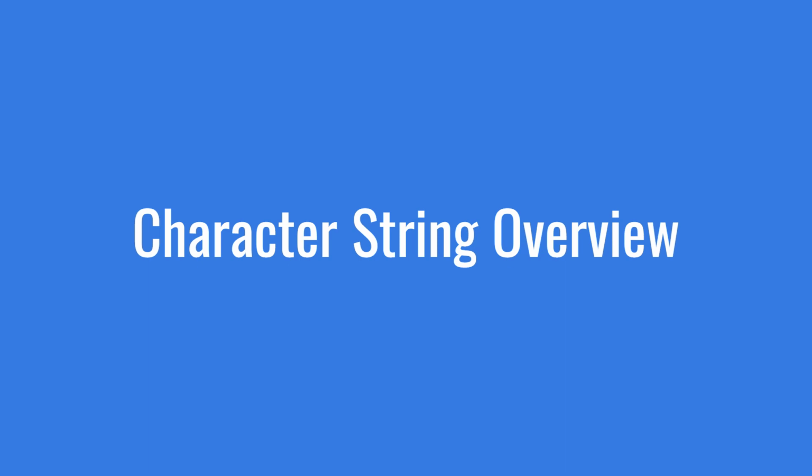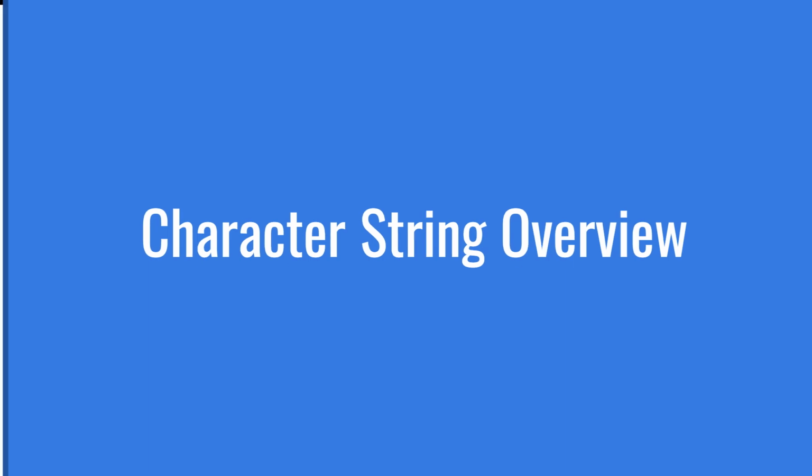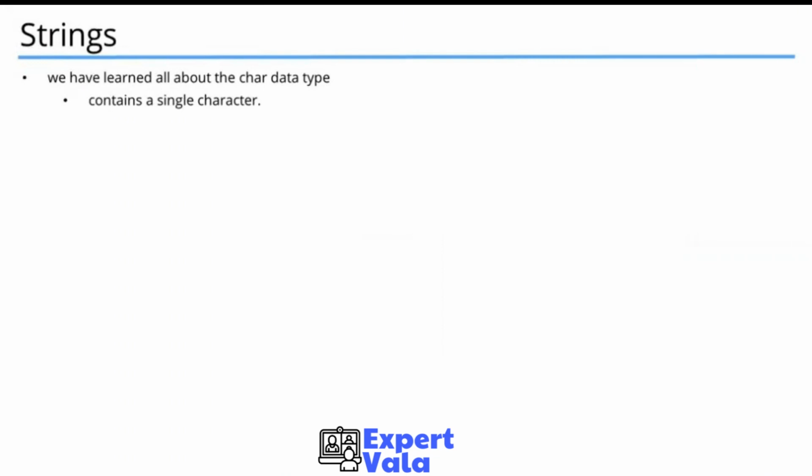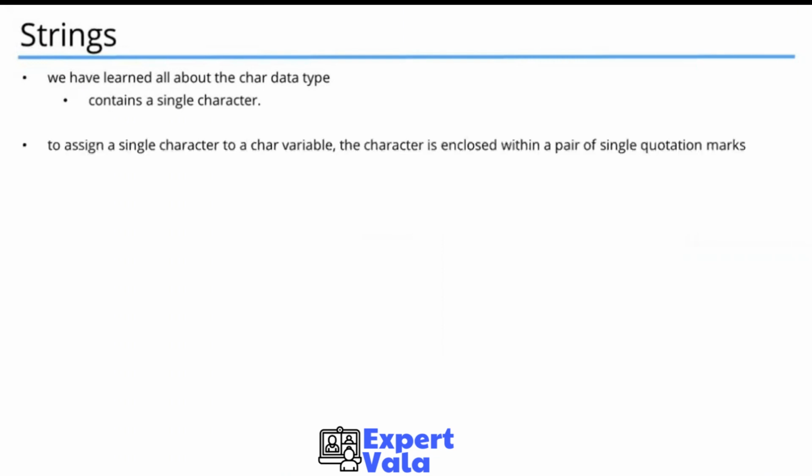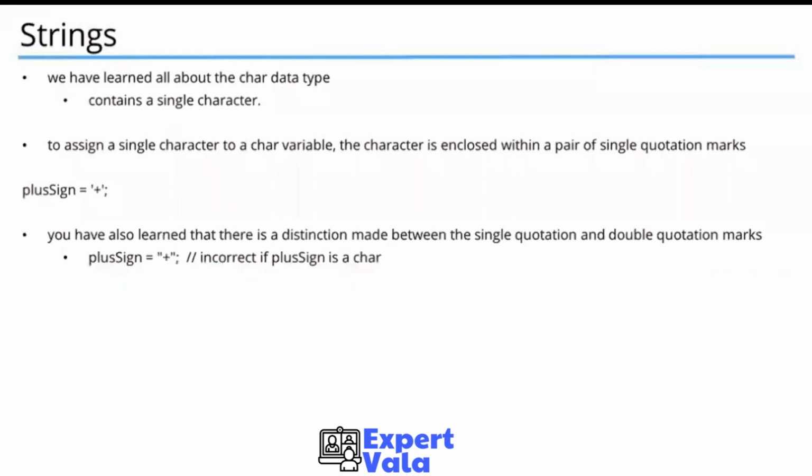Up until this point, we are pretty familiar with the char data type, however you want to pronounce it. We know what it is, but we have not really learned about words. To assign a single character to a char variable, the character is enclosed within a pair of single quote marks. We are familiar with this. In this example, plus sign equals plus inside single quotes. The important thing there is the single quotes.